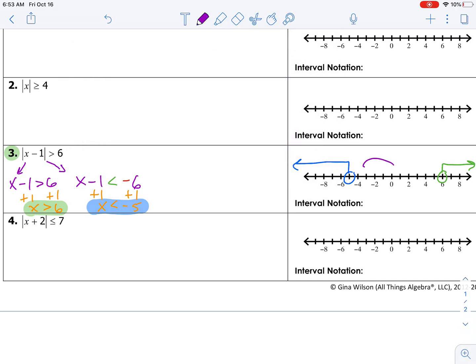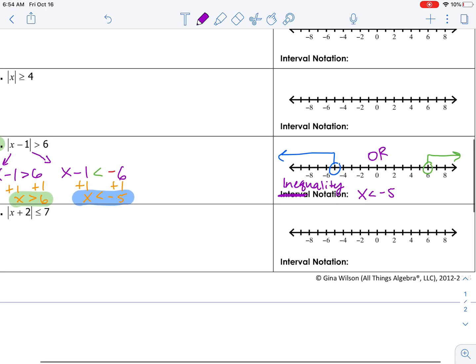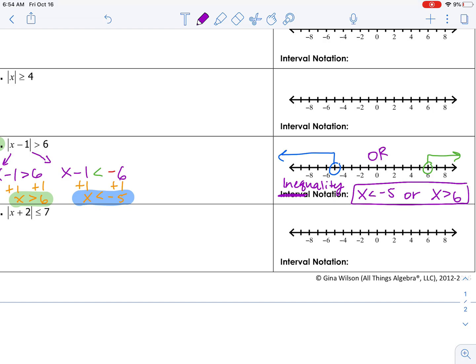So we see this big gap here. This gap right here means that this is an OR because the two branches of our graph are going apart from one another. So again, we're looking at inequality notation. When I write this in inequality notation, I start with the lower of the two. Negative 5 is in the inequality that has the lowest number, so x is less than negative 5 will be first, and then I write the word or. X greater than 6 will be second.